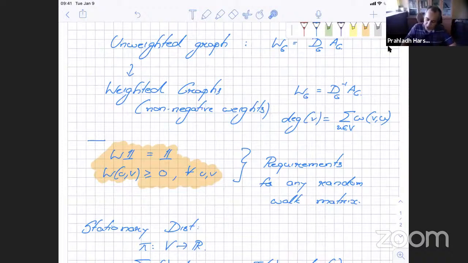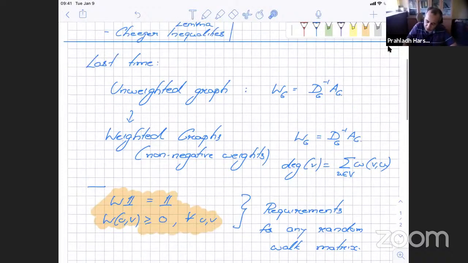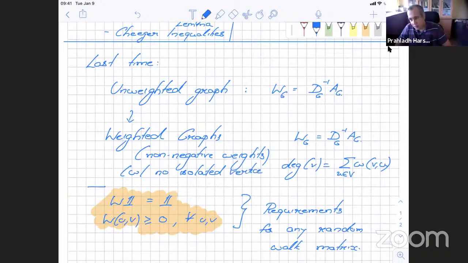So it's not only an unweighted graph, but a weighted graph with no isolated vertices. Otherwise, D_G inverse doesn't make sense. Every vertex has a non-zero degree, and that's why I can write D_G inverse. If you give me a graph in which there are vertices of degree 0, it doesn't matter. Those don't contribute to the random walk. We'll just knock them off in one shot.